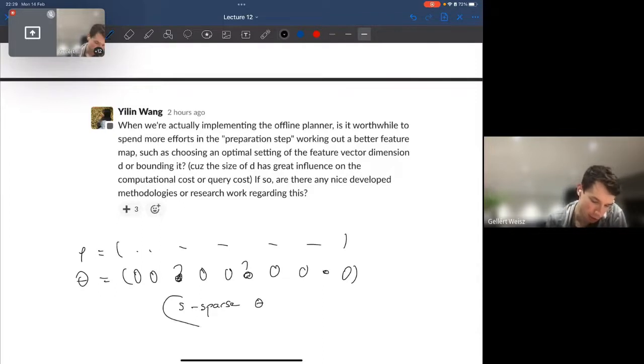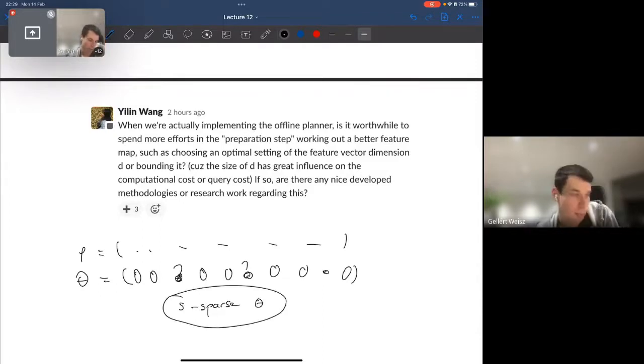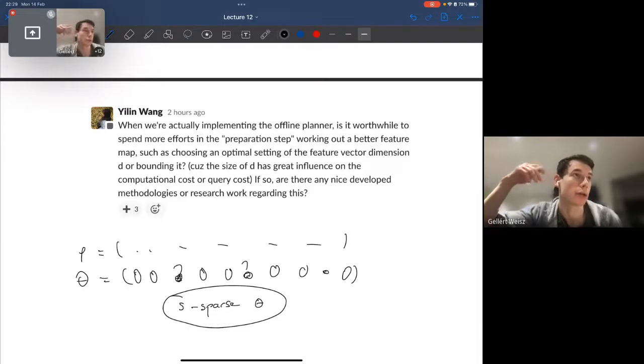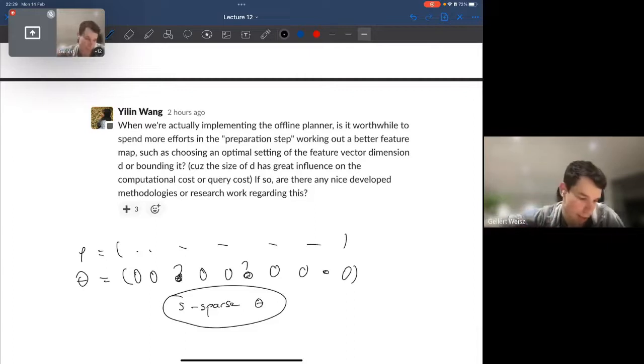If you have this assumption and D is large, can you come up with an algorithm that scales with S instead of D, or scales better in D, maybe at a cost of some S? So there is a line of work there. But to address the other part of the question, how do we come up with the features and how to better come up with them, it's a good question.